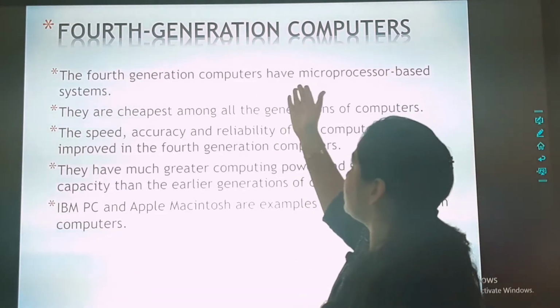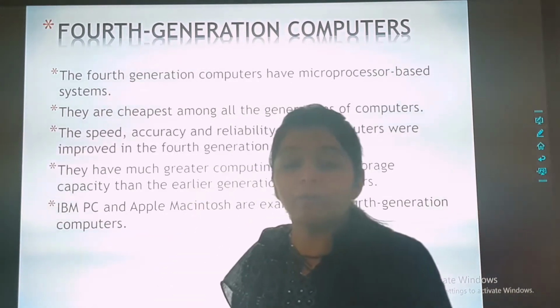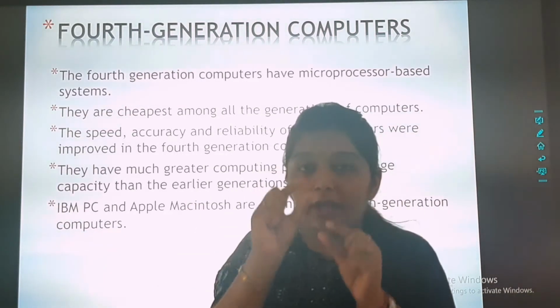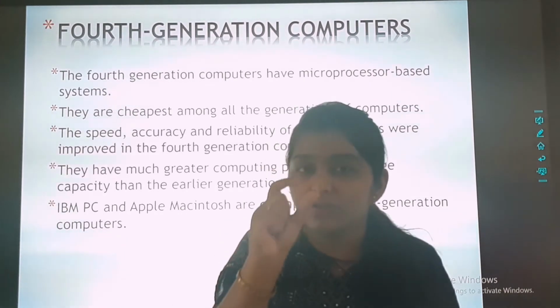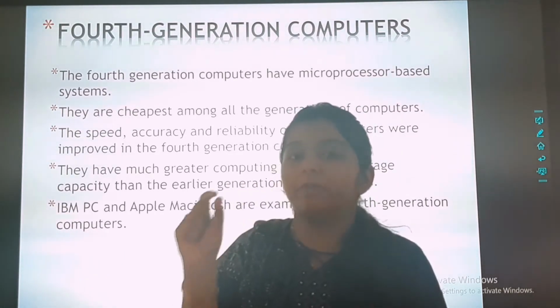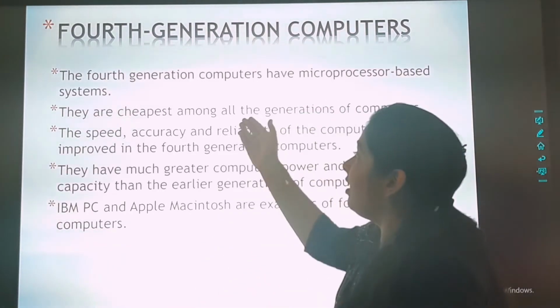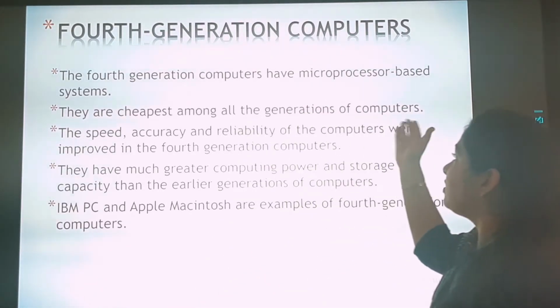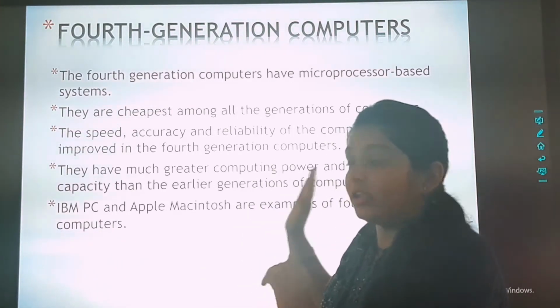The fourth generation computers have microprocessor based system. Now, what are microprocessor based system? Means छोटे, जो उनका processing system था, जो उनका operating system था, वो बहुत small था. Okay, microprocessor means छोटे system पे वो base था. They are cheapest among all the generations of computer. वो सबसे cheapest थे among all the generations.